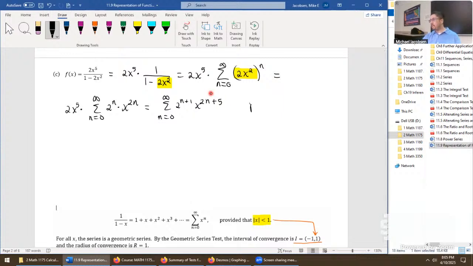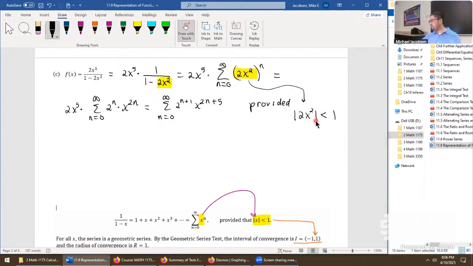We take the next step to say, provided that this thing, 2x squared, is strictly less than 1 in absolute value. So that's this step right here. Whatever we threw into there, we investigate the interval by forcing it less than 1 in absolute value.